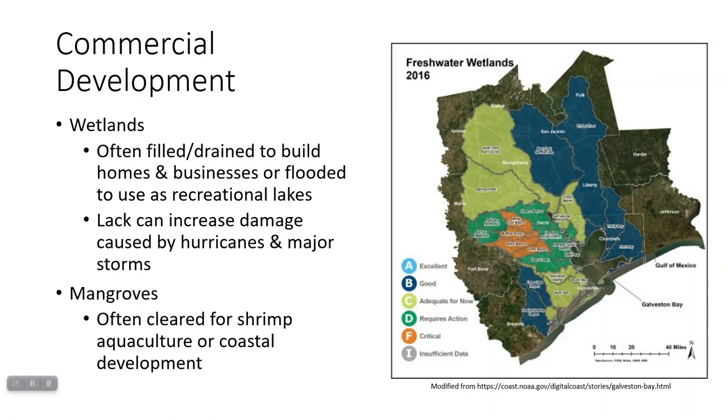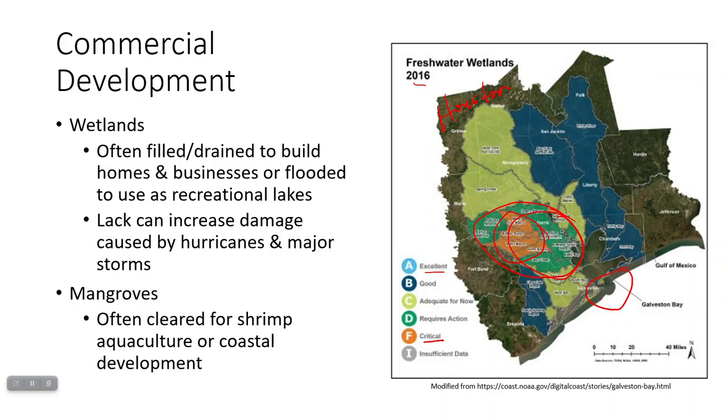Commercial development can also be a big issue. What you're seeing in this diagram is the greater Houston area. The city of Houston is here, here's Galveston, and here's the Gulf of Mexico. This is showing the health of wetlands. If it's this light blue color, it's in excellent health. If it's in this orange color, it's critically damaged. And this was back in 2016. Notice that around Houston proper, those wetlands are critically damaged. And then in the outlying area, there are wetlands that require action to try and save them.